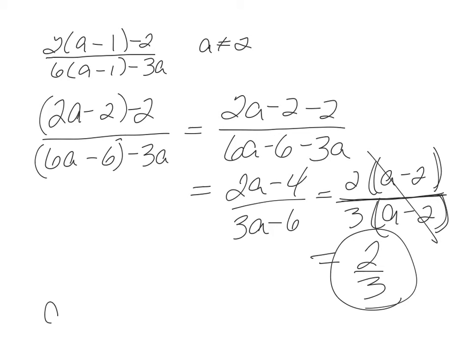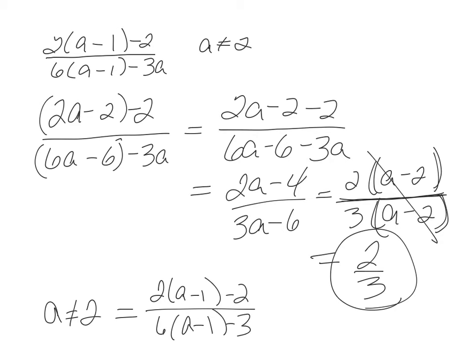So as long as a doesn't equal 2, my rational expression, so 2a minus 1 minus 2 over 6a minus 1 minus 3a is equivalent to 2/3.